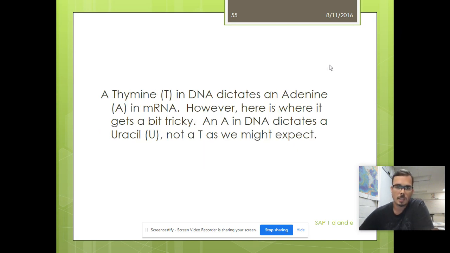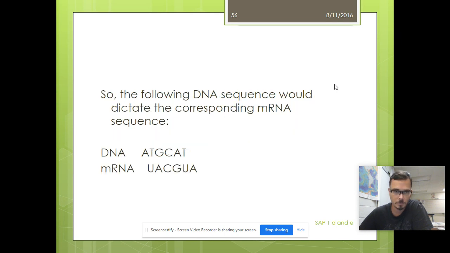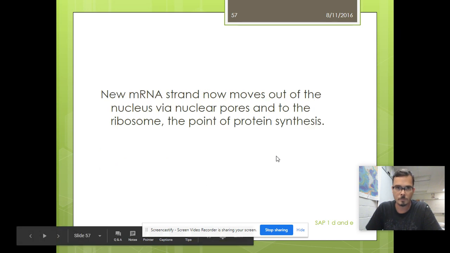A thymine, represented by a capital T in DNA, dictates an adenine, a capital A, in messenger RNA. However, here is where it gets a bit tricky. An A in DNA dictates a U, not a T as we might expect, in messenger RNA. So when you're going from DNA to RNA, if you have an adenine, it's going to dictate that a uracil be installed on the messenger RNA strand. So the following DNA sequence would dictate the corresponding messenger RNA sequence: A to U, T to A, G to C, C to G, A to U, T to A.